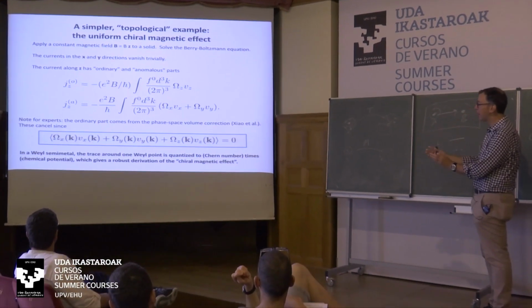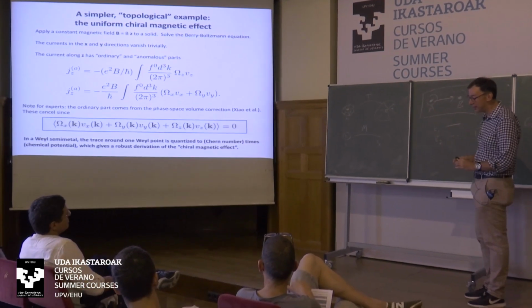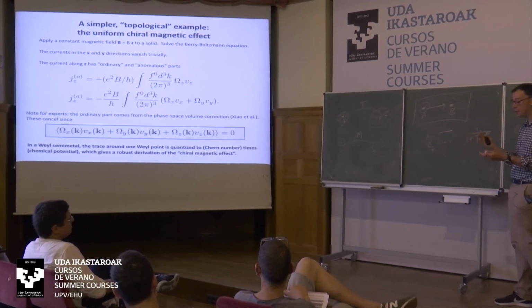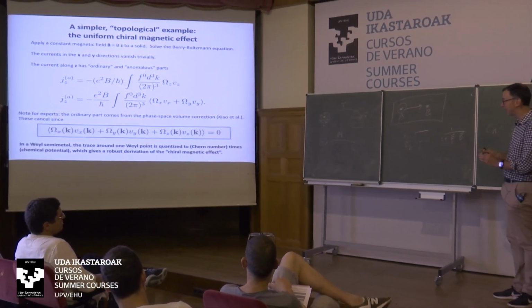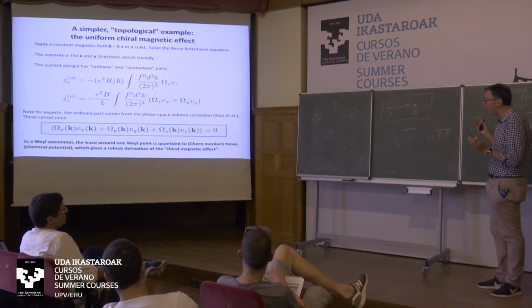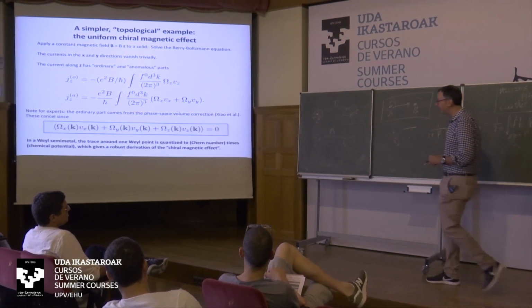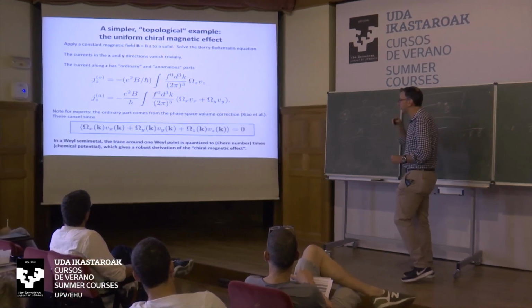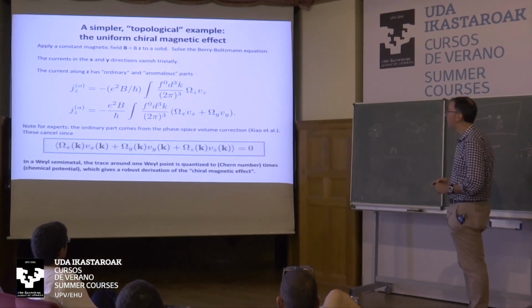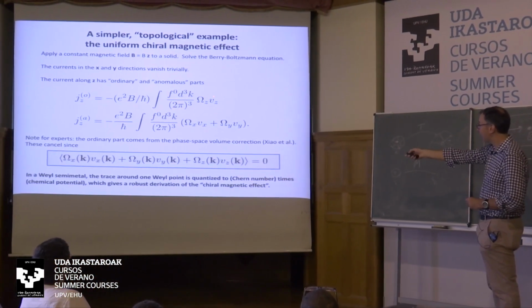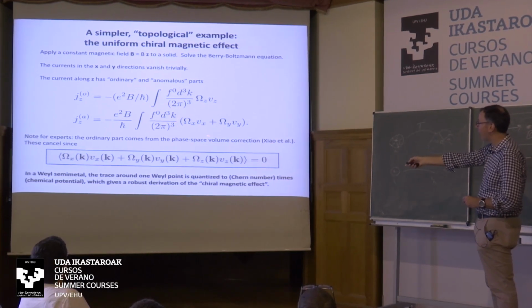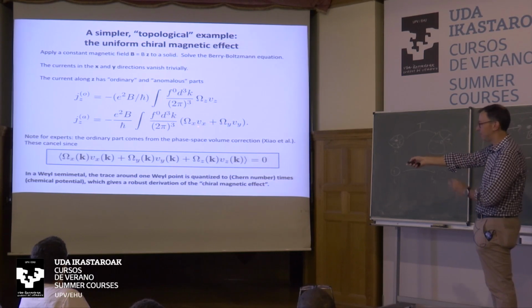Anyway, suppose I put on a magnetic field to my semi-classical equations and I want to compute the current induced purely by a magnetic field. The answer you get is 0, but only if you do it carefully. Basically, there's one part that comes from that correction to phase space volume. There's another part that at first looks different that comes just from semi-classics.